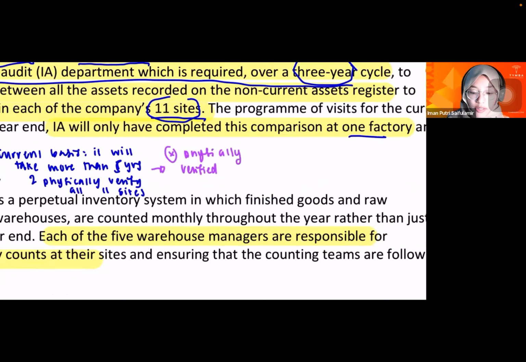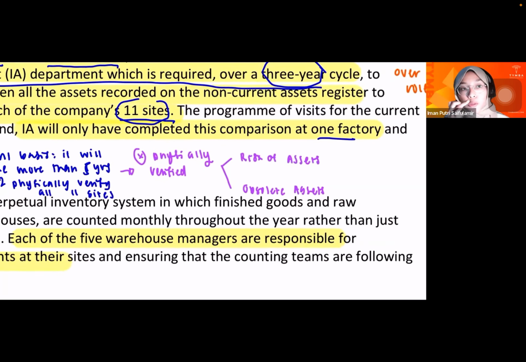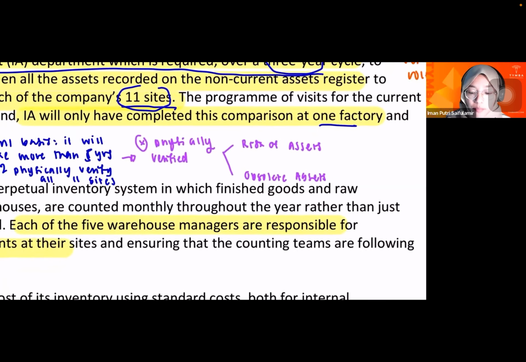If it is not physically verified, there is an increased risk of assets being misappropriated, and obsolete assets. Okay, obsolete assets, risk of assets being misappropriated, and yeah, Alia is also correct. They may include items that have gone missing or basically have not even existed in the first place. Risk of assets being misappropriated.